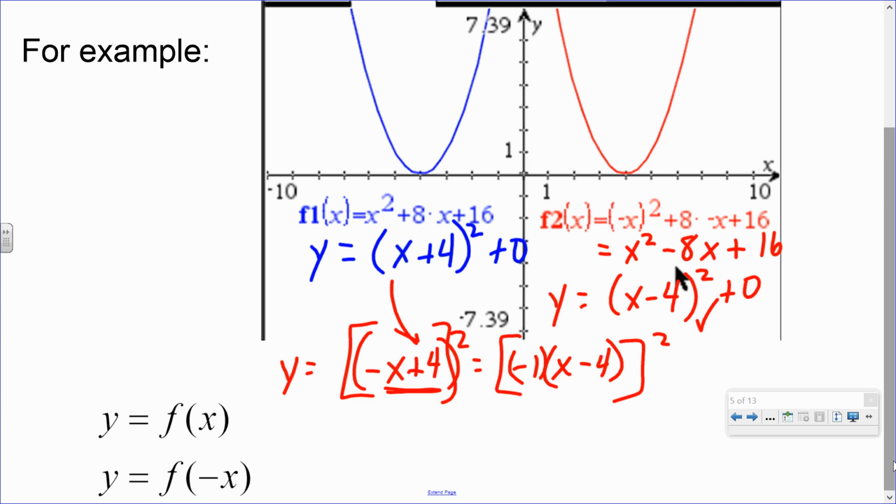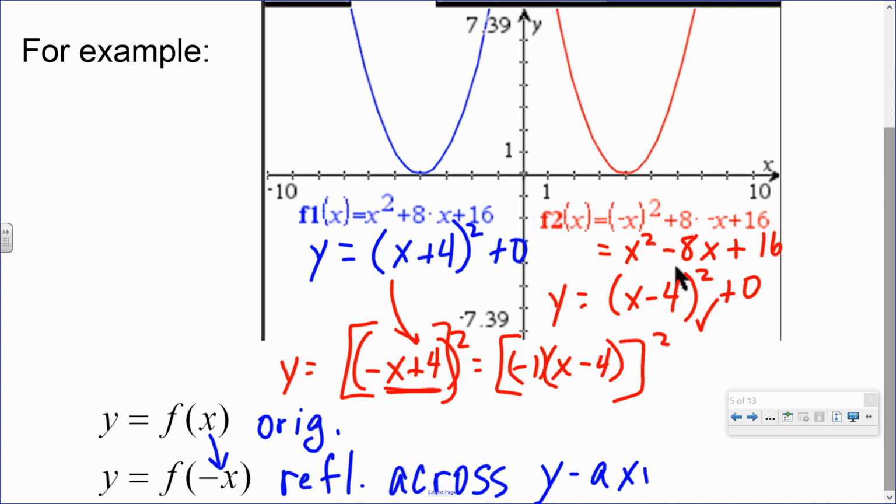So the rule for reflecting across the y-axis is, if you have your original function, change the x to a -x to get your reflection across the y-axis. Change x if you're reflecting across y. Everybody okay with that one?